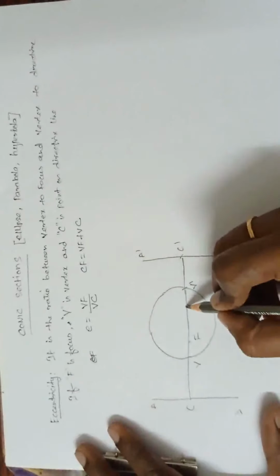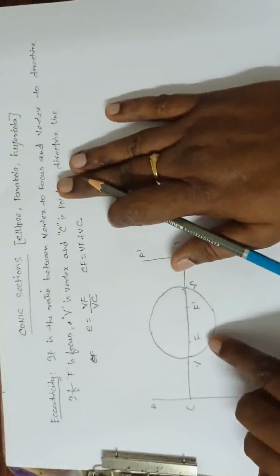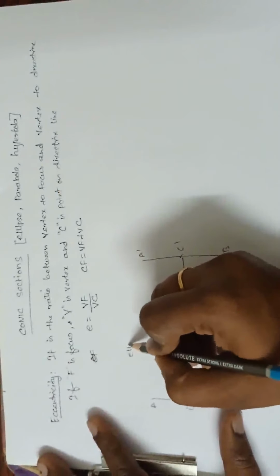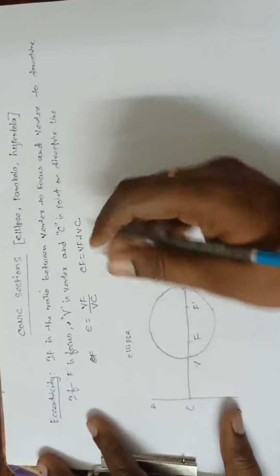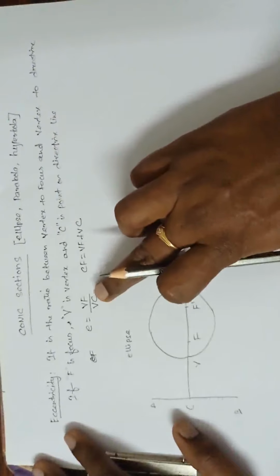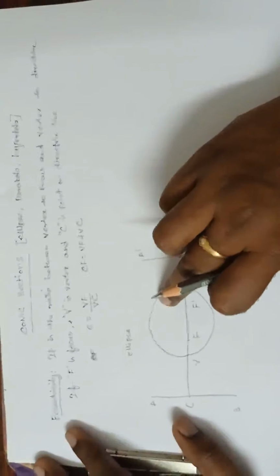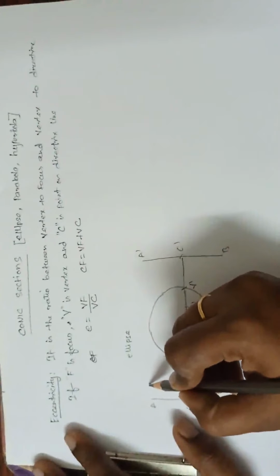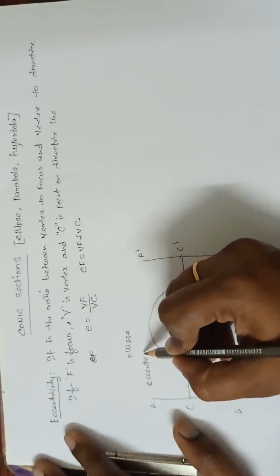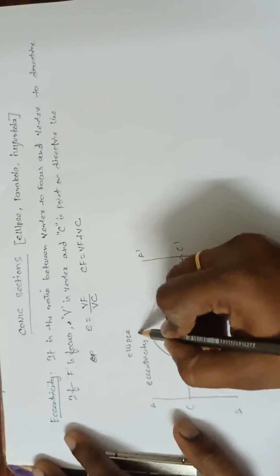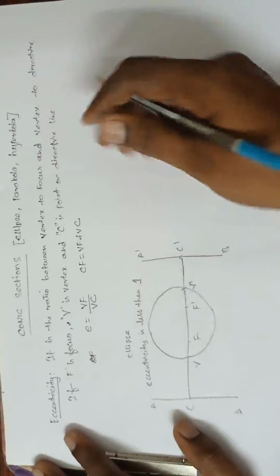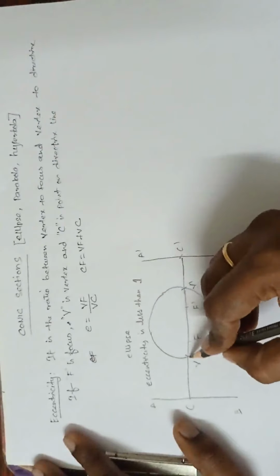Now, the vertex is nearer to focus, so the curve we get is an ellipse. It means the ratio, the eccentricity, which itself is a ratio, is less than 1. I am writing the numerical number 1 here. It means the vertex is nearer to focus.